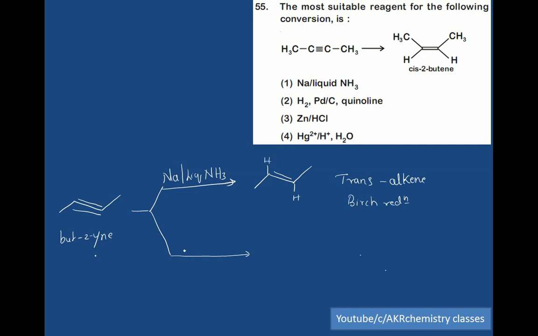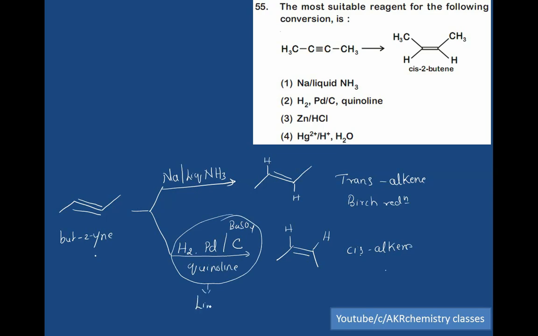When it is treated with hydrogen and subjected to hydrogenation in the presence of palladium as a suitable catalyst, using a catalytic poison like carbon or barium sulfate in the presence of a solvent called quinoline, with hydrogen we get cis-alkene, and this one is called Lindlar's catalyst. So the second option is the right answer.